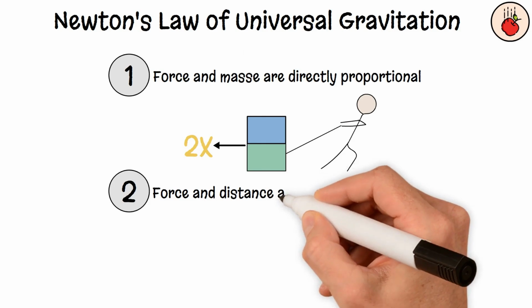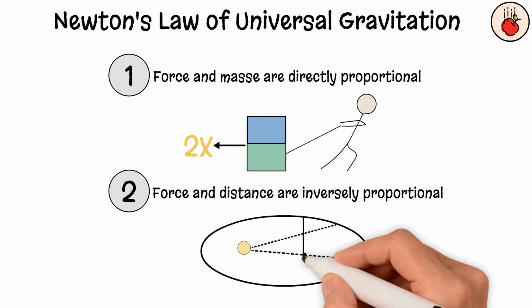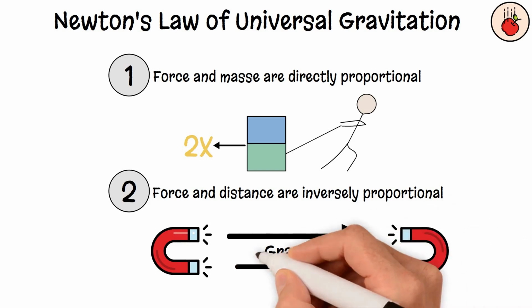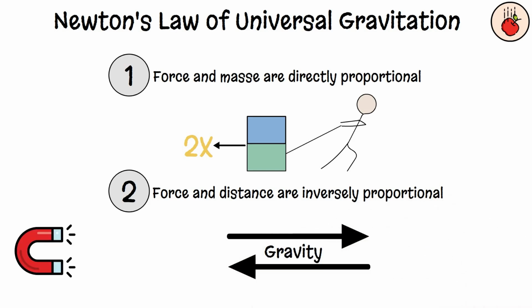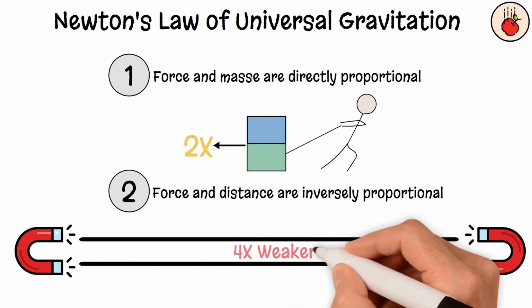2. Force and distance are inversely proportional. The longer the distance, the weaker the force. Just like magnets that pull weaker as they move further apart, gravity also gets weaker the more distance there is between objects. If you double the distance between the two objects, the gravitational pull becomes 4 times weaker.